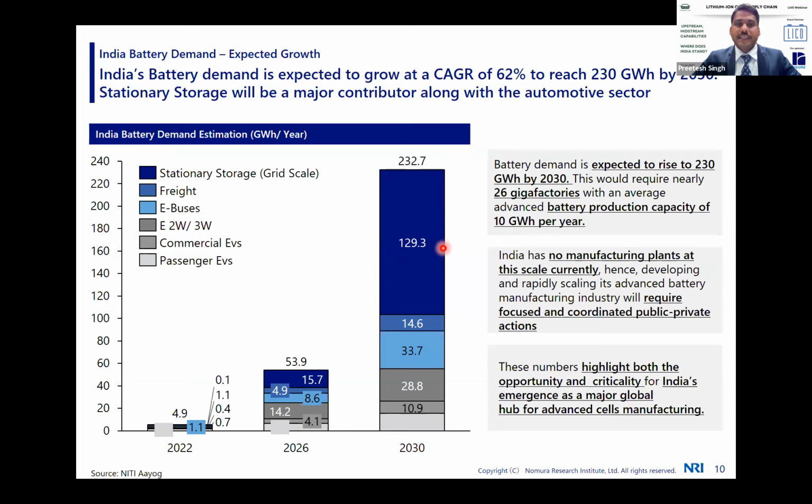In this case, the battery demand is expected to rise to around 230 gigawatt hour by 2030. And currently, we do not have even any gigafactory. So there is a huge potential demand and huge possibility of lithium-ion battery manufacturing in India.